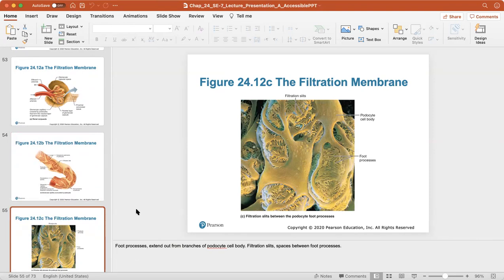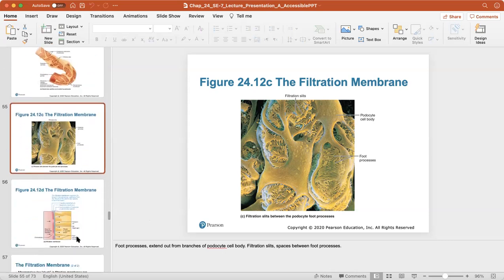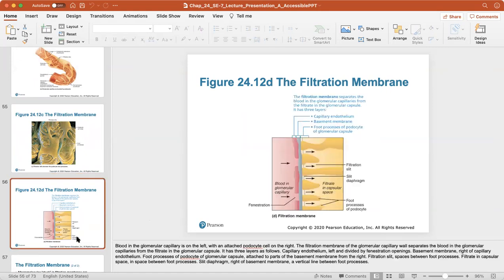This is a look at a photomicrograph showing the foot processes extending out from the branches of the podocyte cell body. The filtration slits are the spaces between the foot processes themselves. So again, it's always fun to see a real life picture of it instead of just a drawing. So here's another great look at the filtration membrane. It separates the blood in the glomerular capillaries from the filtrate in the glomerular capsule, and it has 3 layers: the capillary endothelium layer, the basement membrane layer, and then the foot processes of the podocyte of the glomerular capsule. And you can see here the blood in the glomerular capillary and how the plasma can go through.